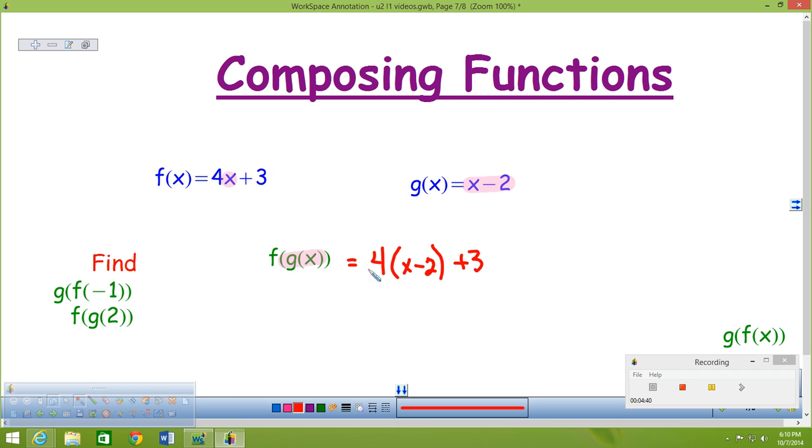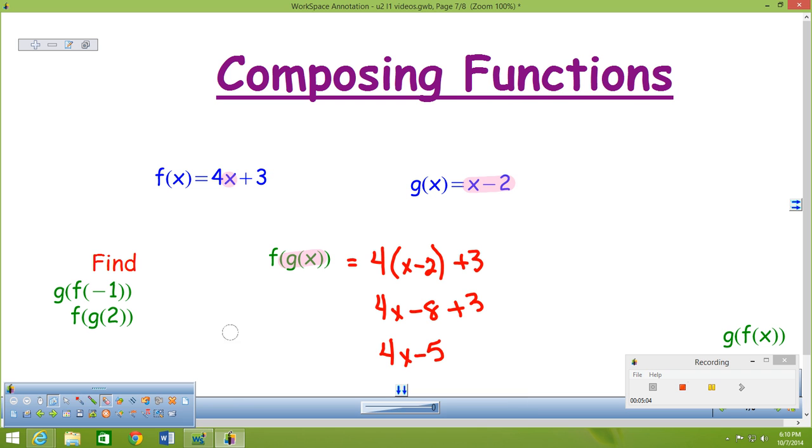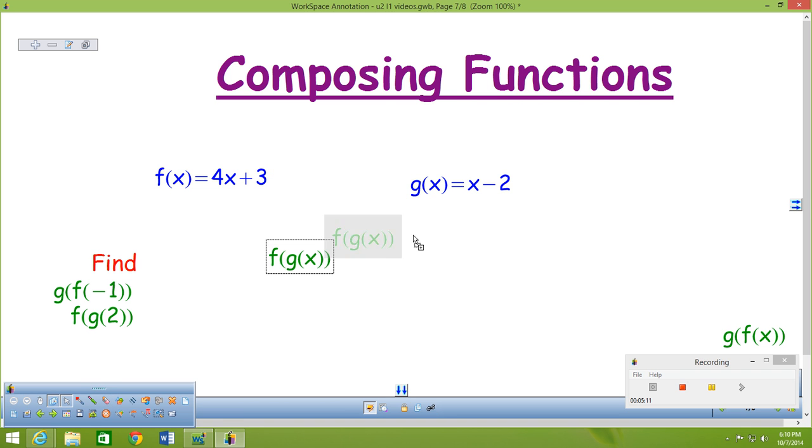So 4 times x. 4 times minus 2 is minus 8. Plus 3. Negative 8 plus 3 is negative 5, so it becomes 4x minus 5. F of g of x is equal to 4x minus 5. Let's try another one. Okay, let's go the other direction. Let's do g of f of x.